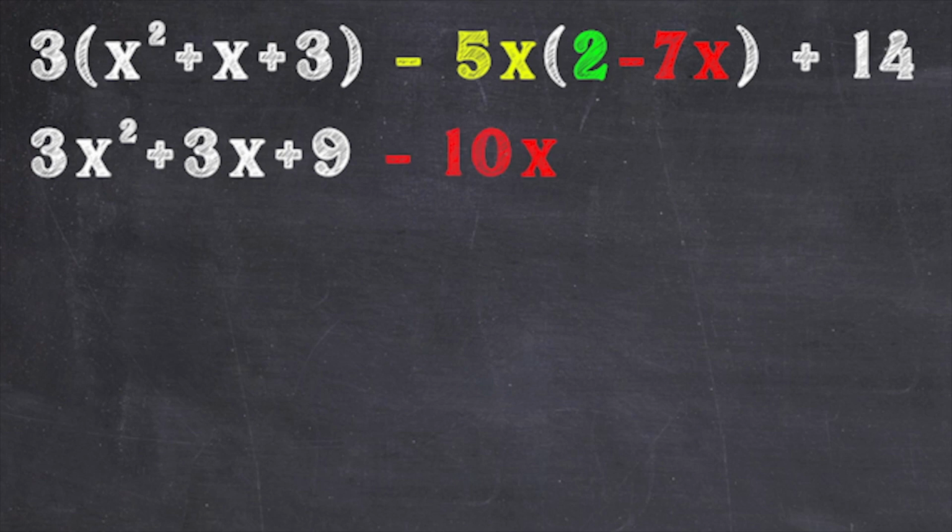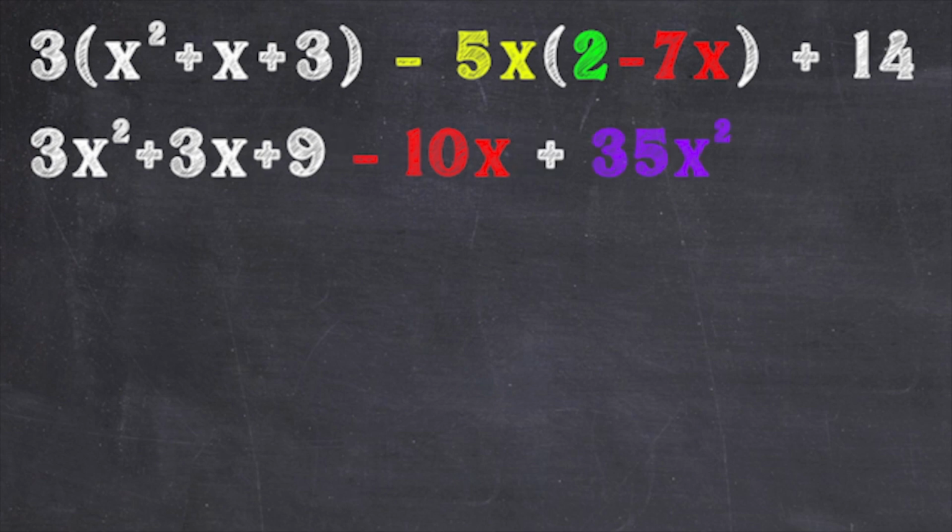Watch this next part closely. Negative 5x times negative 7 gives us 35x squared. This is because we multiply the coefficients to give us a positive 35, but we also need to multiply the two x's together to get x squared. Be careful not to miss out on the multiplication of variables if you ever come across a situation like this one. So our final simplified term is negative 10x plus 35x squared.